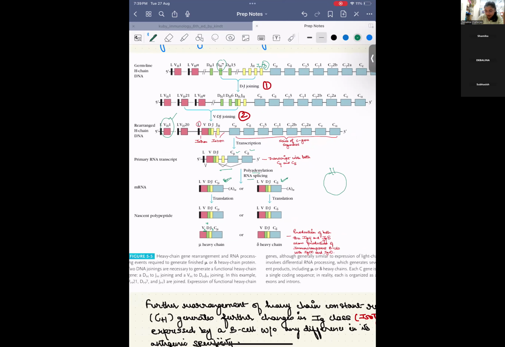One, either of them. So we had seen that when there is a naive B cell, we have two antibody molecules on it, right? One is of IgD type and the other is of IgM type. So this is your pre B cell. So this cell has both.